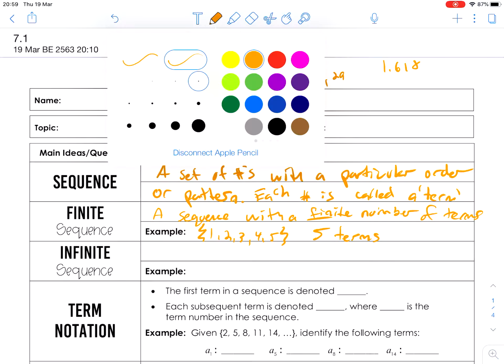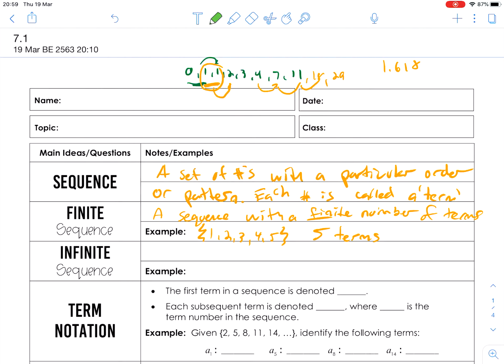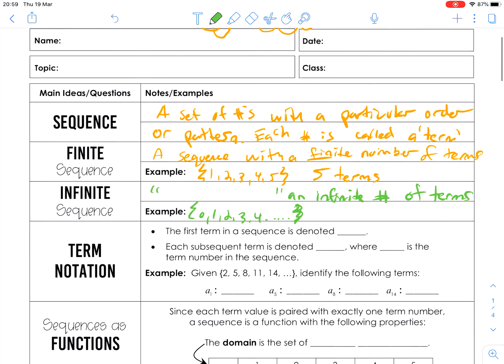All right, next, I should switch colors before. Oh well. We'll go orange. An infinite sequence is a sequence, you guessed it, with an infinite number of terms. An example of this would be something like whole numbers, 0, 1, 2, 3, 4, and so on. And how many terms do we have? Infinite. Oh, that's supposed to be a brace. That's a terrible brace.